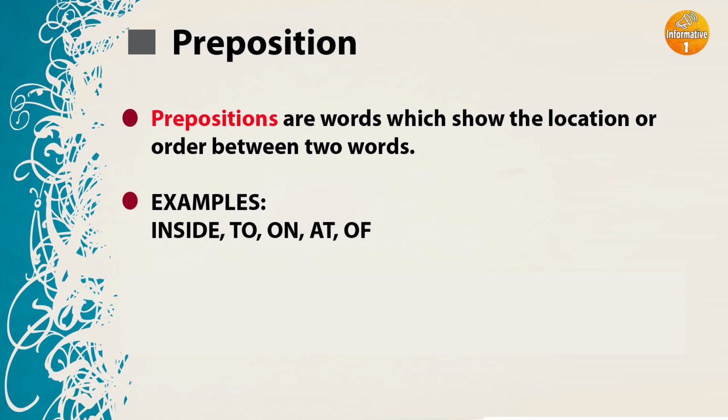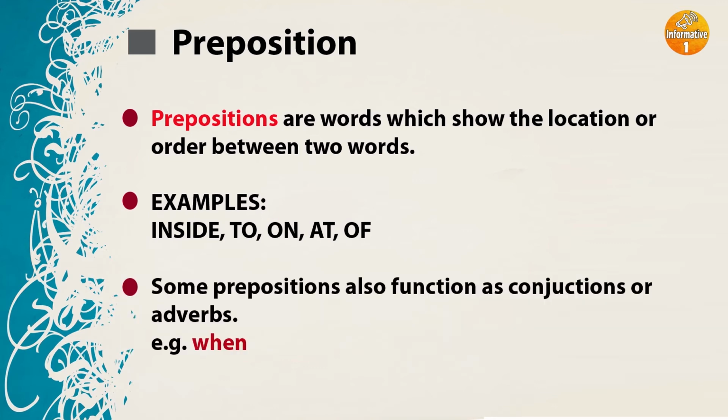Prepositions. What are prepositions? Prepositions are that part of speech which shows the location or order between two words. So these are basically words which either show the location or order between two words. So inside, to, on, at, off, these are all prepositions. Remember, some prepositions also function as conjunctions or adverbs. For example, the word when. When is a preposition, but it can also work as a conjunction or an adverb depending on the context.